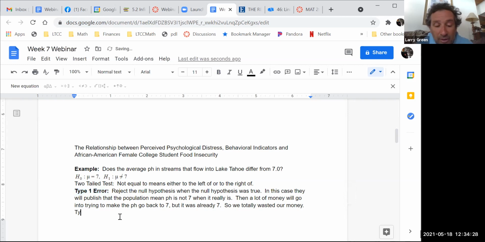Let's do type 2 error. Okay, type 2 error is you fail to reject the null hypothesis when the null hypothesis was false. Or let's write, when the alternative hypothesis was true.